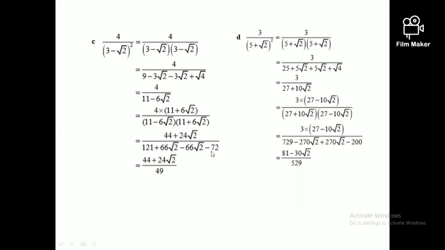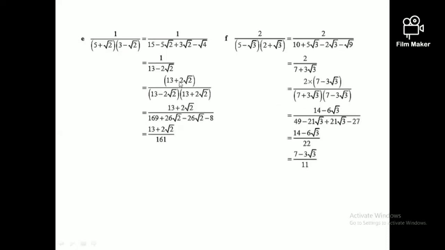Okay. The next question also, I hope you can understand how to use the same technique to obtain the answer over here, right? So this question is quite different, right? For this question, what we need to do is we need to get 1 over (5 plus root 2)(3 minus root 2). Let's see what the answer is.